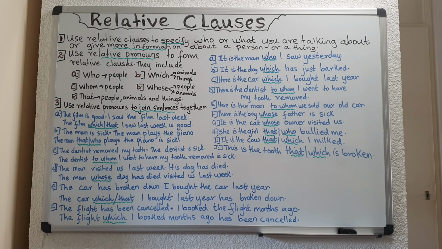Remember that we use relative clauses. We use them to be very specific about who or what we are talking about, or to give more details. So in example 3a, you have more details, okay, about the film which I saw last week. And in example B, we are very specific about which man we are talking about. The man who plays the piano. Okay? Look at example C.